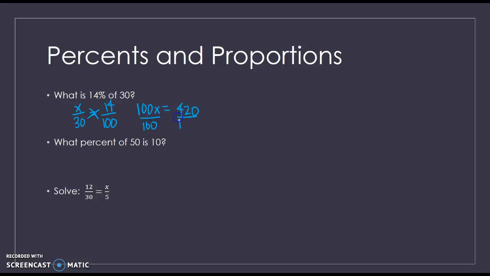Divide by 100. Remember, when you divide by 100, you move your decimal place 2 to the left. So 14% of 30 is 4.2.